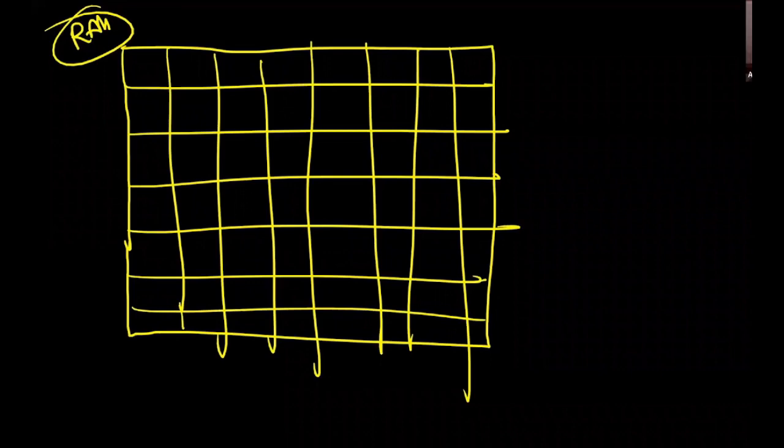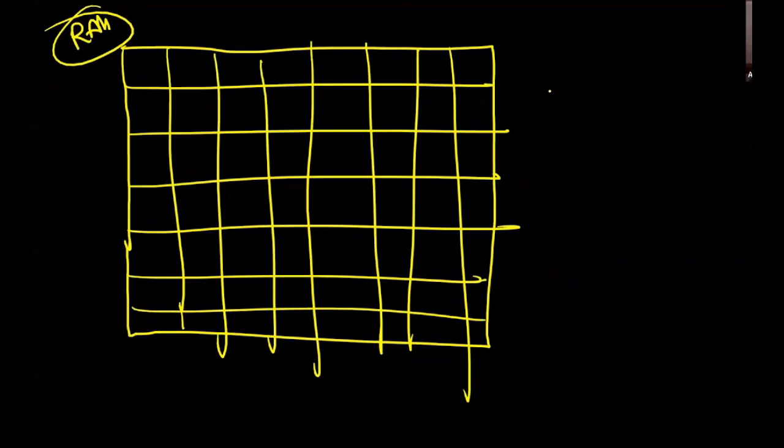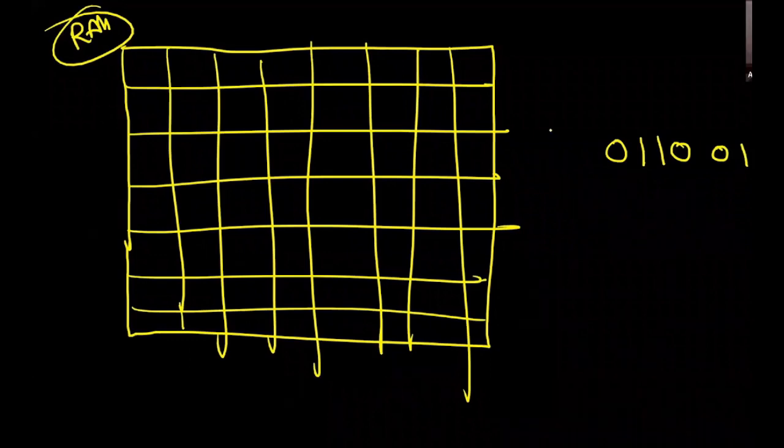Now, I want to talk about the units of storage. How much amount of data can you store in a particular cell? Let's talk about that. So guys, as you know, a computer understands only zeros and ones. So whatever instructions or data will be stored in the RAM is somehow in the form of zeros and ones only at the end of the day.